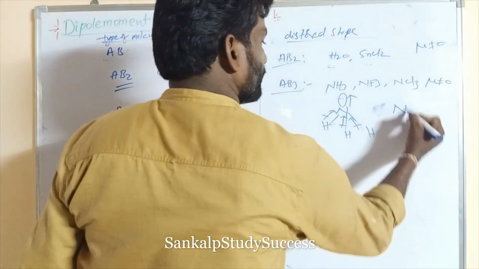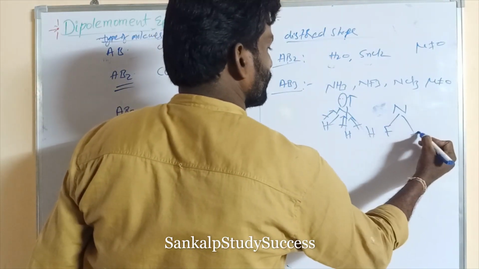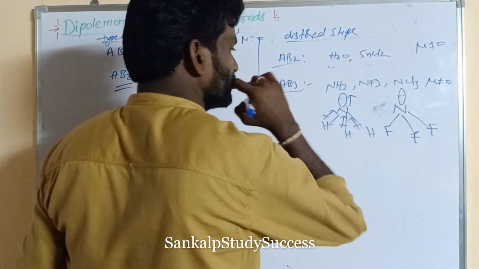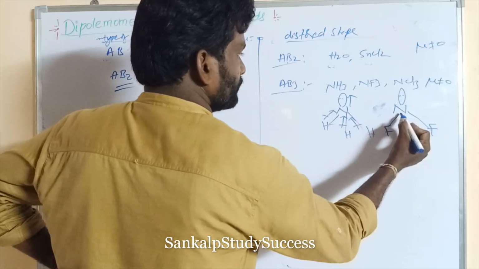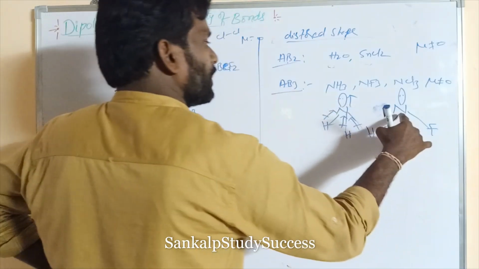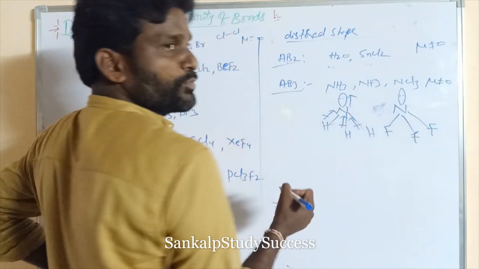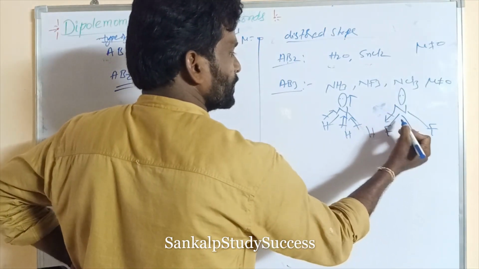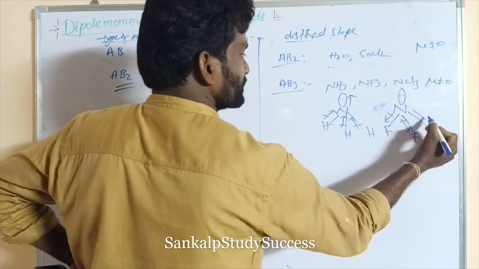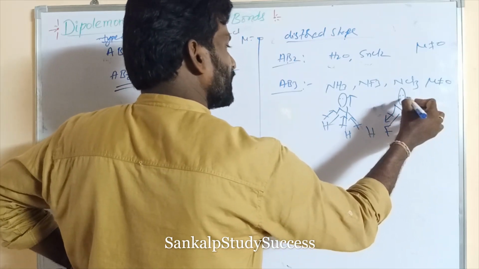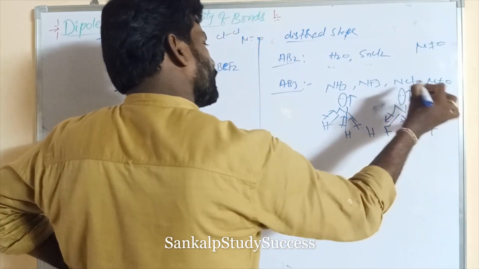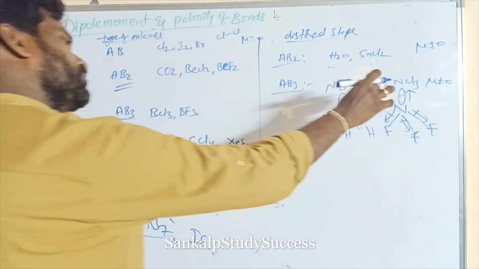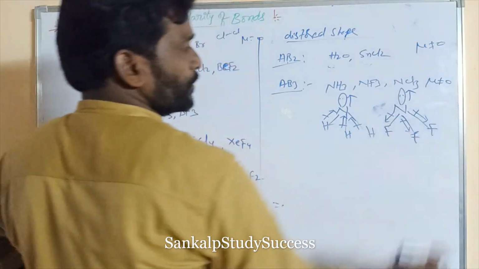In N and F, fluorine is the more electronegative atom, and this bond is shifted towards the more electronegative atom side, the fluorine side. But here the lone pair is present above. So its dipole moment is also not equal to 0.